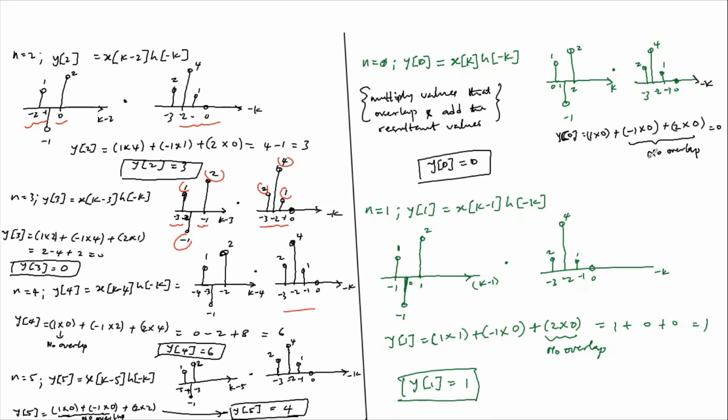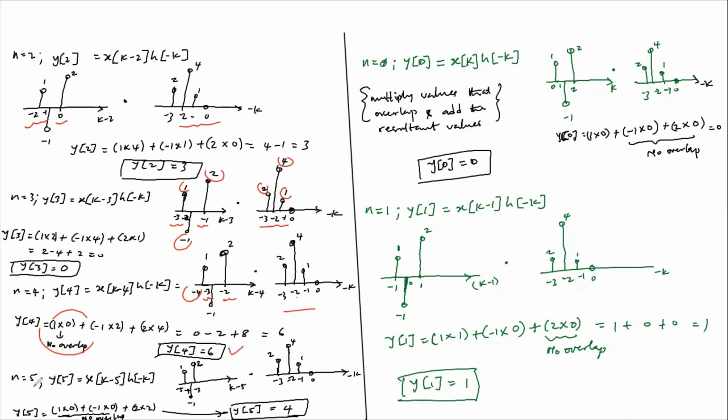So h of minus k is already established there. So this will be minus 4, minus 3, minus 2. You see that minus 4 doesn't overlap, so we only have minus 3 and minus 2. So 1 times 0 because it doesn't overlap. Then minus 1, which is at point 3, times 2, plus minus 2, which is magnitude of 2, times 4. That will be minus 2 plus 8, which is 6.